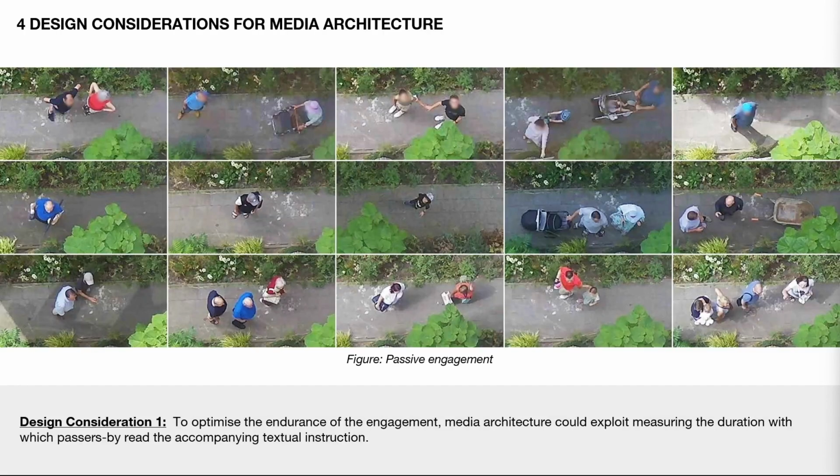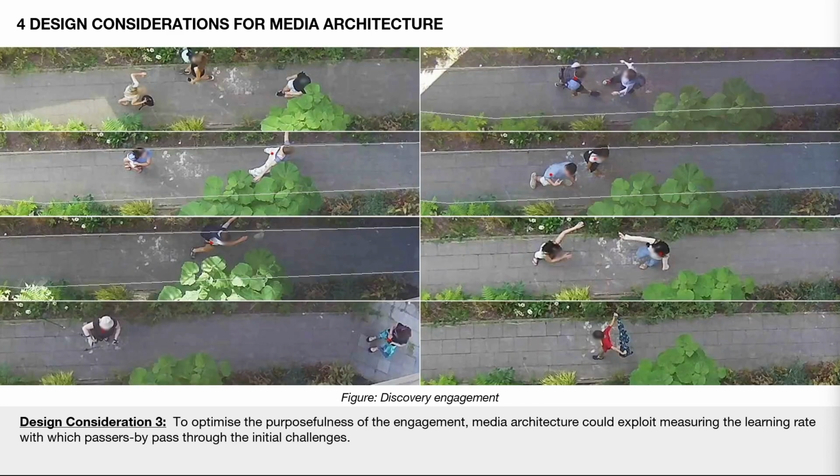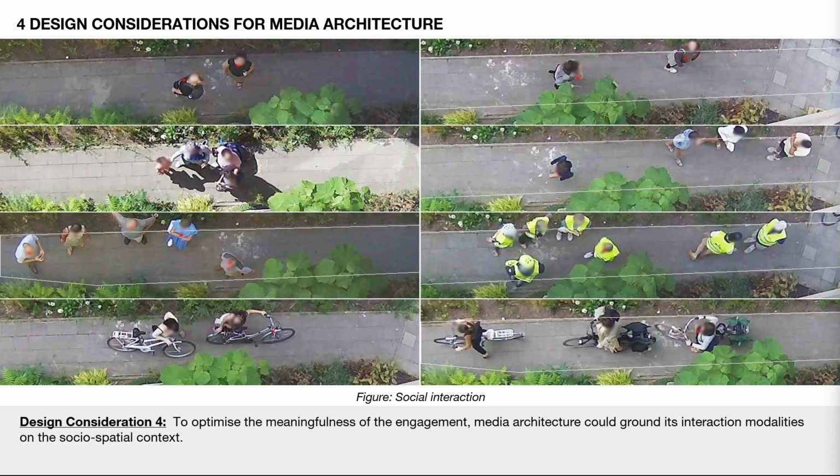As takeaways for our research, we highlight 4 design considerations for media architecture. Our first design consideration is to exploit measuring the duration with which passersby read the accompanying textual instruction to optimize the endurance of the engagement. Our second design consideration is to support newcomers with an initial phase of feedforward to engage passersby more enduringly and purposefully. Our third design consideration is to exploit measuring the learning rate of passersby to optimize the purposefulness of the engagement with media architecture. Our last consideration is to ground the interaction modalities in socio-spatial context of the media architecture in order to optimize the meaningfulness of the engagement.